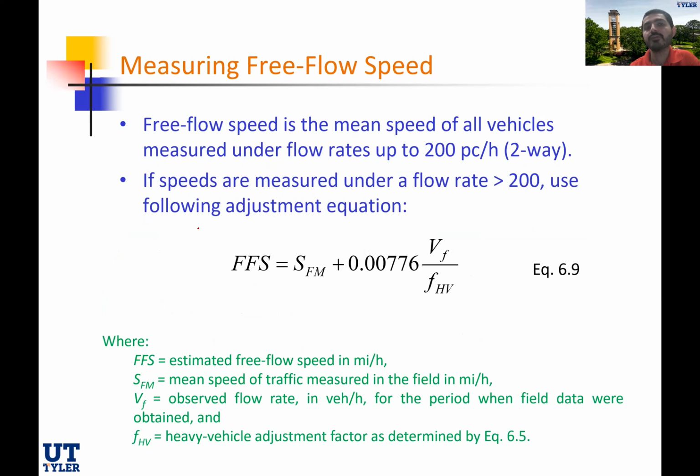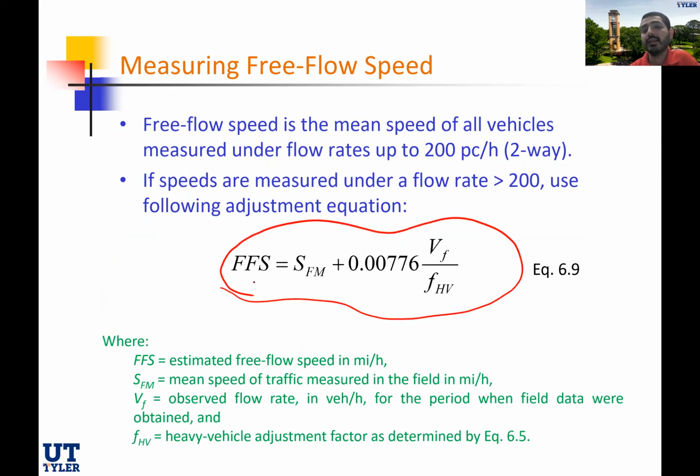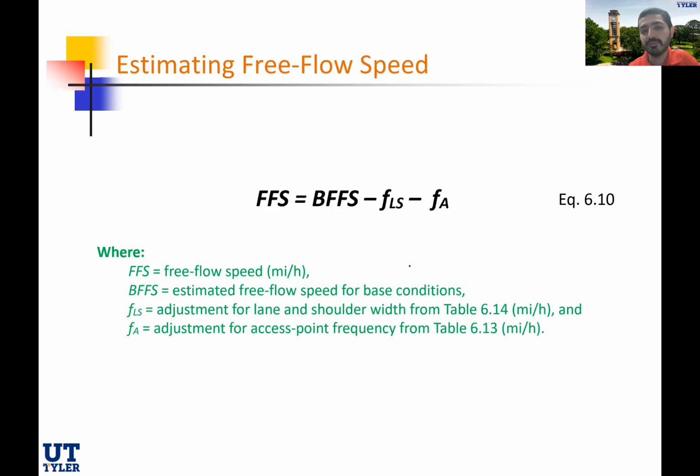To get the level of service, you need to measure the free flow speed or estimate it. Measuring it is going to use this equation right here, and it's going to be provided to you in the exam. Don't worry. Once you see weird numbers like 0.00776, this is an empirical equation. Your professor doesn't remember it, and I'm not expecting you to remember it. So that will be provided.